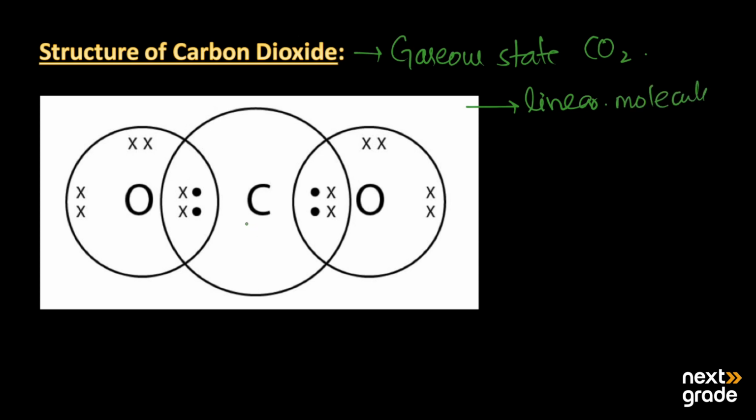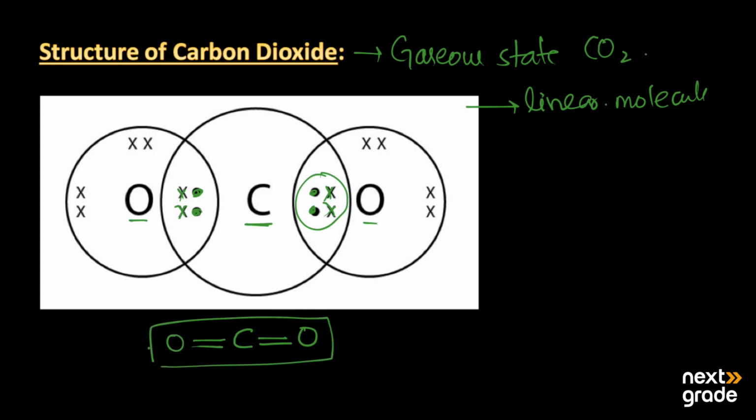You can see that here we have the carbon. It has 4 electrons in its valence shell. It can combine with the two oxygen atoms by sharing two electrons with each oxygen atom, making a linear molecule. As carbon shares two electrons, it makes a double bond with the oxygen on both sides. So this is the linear structure of carbon dioxide.